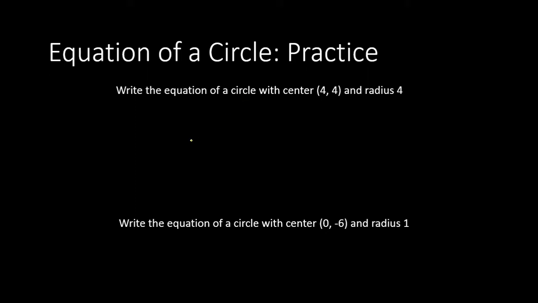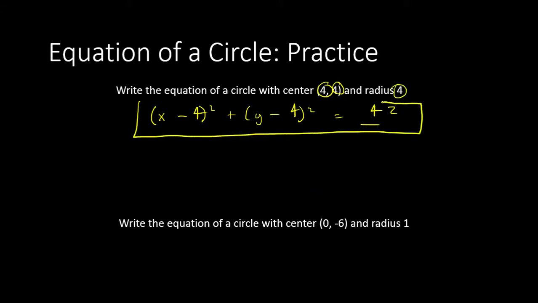All right. If I have a circle with center (4, 4) and radius 4, what's it going to look like? Start by writing out the skeleton of the equation. My x-coordinate goes here, my y-coordinate goes here, my radius goes here. And this is perfectly acceptable in the form that it's written in.